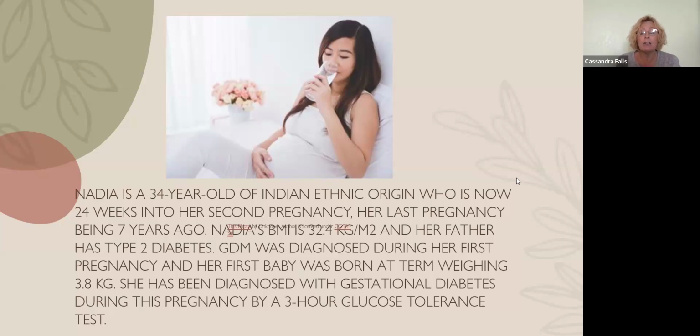Nadia's BMI is 32.4 kilograms per meter squared, and her father has type 2 diabetes. She was diagnosed with gestational diabetes during her first pregnancy, and her first baby was born at term weighing 3.8 kilograms. She has been diagnosed with gestational diabetes during this pregnancy by a 3-hour GTT.